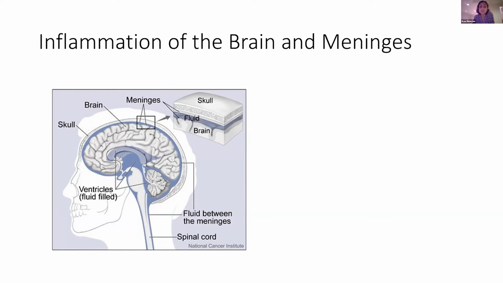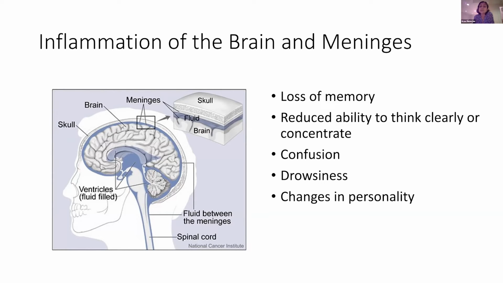So there could be inflammation of the meninges, or there could be inflammation in different spots of the brain. And that results in various symptoms such as loss of memory, reduced ability to think clearly or concentrate, confusion, drowsiness, changes in personality. These symptoms can come up subacutely.